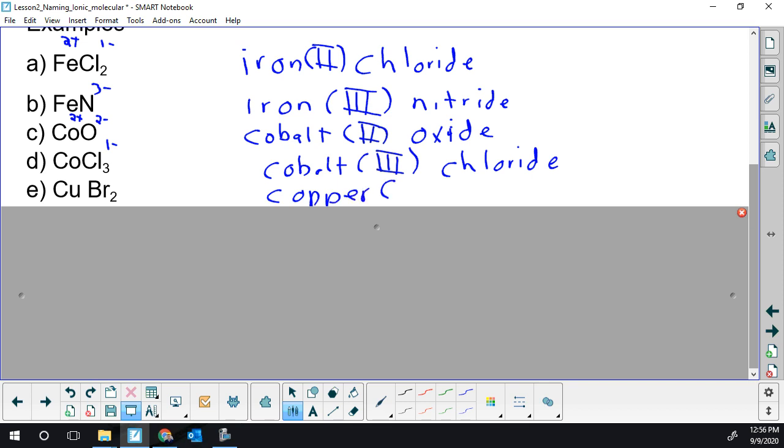So copper, something, bromide. We have another group 7 atom, a halogen. That's 1 minus. There's 2 of them, so that's -2 in total. So this is the copper 2+, that nice blue color version of copper. So the proper name is copper 2 bromide.